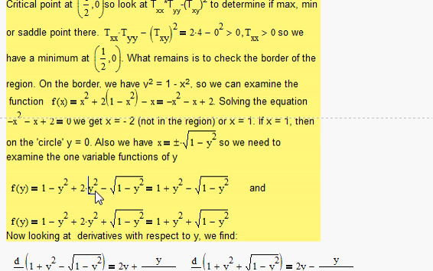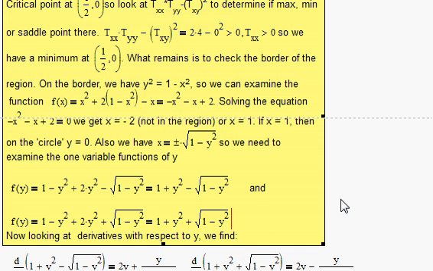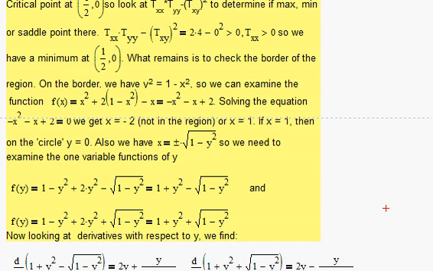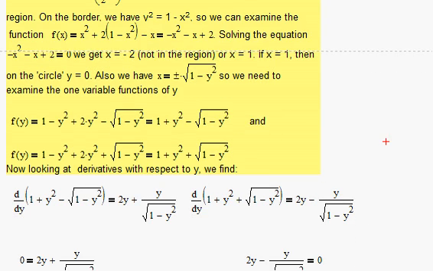Because this and this are like terms, they add up to positive 1y squared. And the other one, of course, was with the negative square root; this one's with the positive square root, so everything else was the same. So now we need to look at derivatives of this with respect to y, set them equal to 0, and find a maximum or a minimum. And we're doing what we would have done in Calculus 1 now.